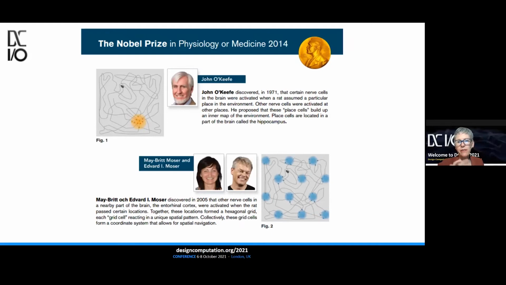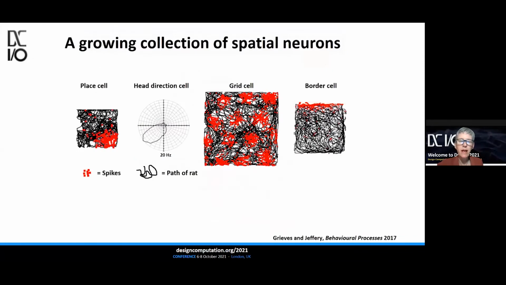And so O'Keefe and the Mosers shared the 2014 Nobel Prize for the discovery of place cells and grid cells. So it really transformed psychology, this idea that the brain can do these abstract things. And I've been thinking it has ramifications that go beyond just psychology, and in particular, those of us who think about the built environment potentially have something to learn from the discovery of this system in the brain and the properties that it has.